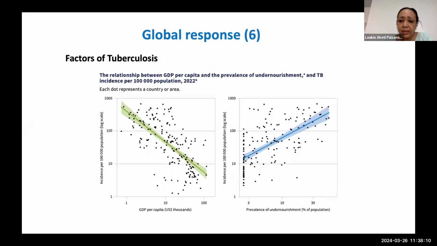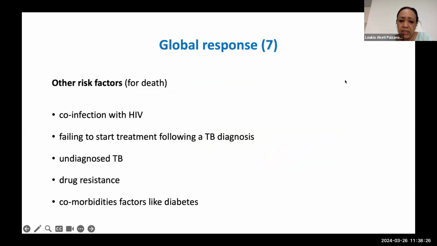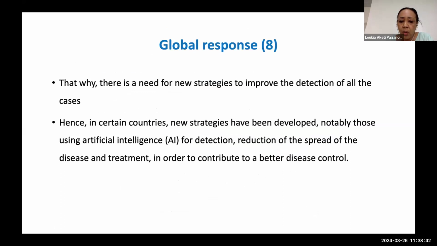And we know that many factors can also contribute to the death of tuberculosis, like malnutrition, also like low socioeconomic situation, as we can see in this slide. Other factors are HIV or failing to start treatment immediately, or undiagnosed TB, or drug resistance, or other comorbidity. But we can work on what we can do. It means the diagnosis, the problem, the diagnosis, we can help. That's why we need new strategies to improve the detection.